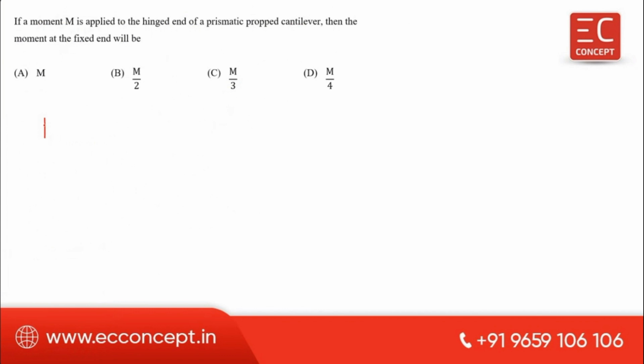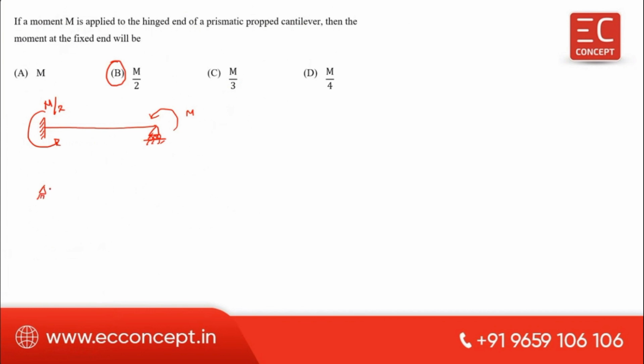It's a very interesting question. This is the propped cantilever. If you apply a moment M, then at this adjacent end, the same direction. This is anti-clockwise, this is also anti-clockwise. Half of the moment will be carried over. So this is the carryover moment. So therefore answer is M by 2.